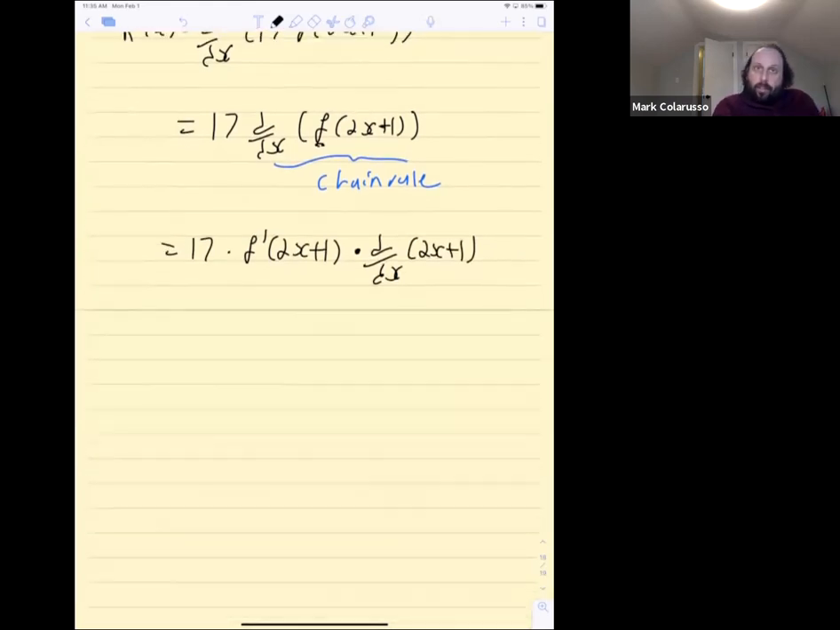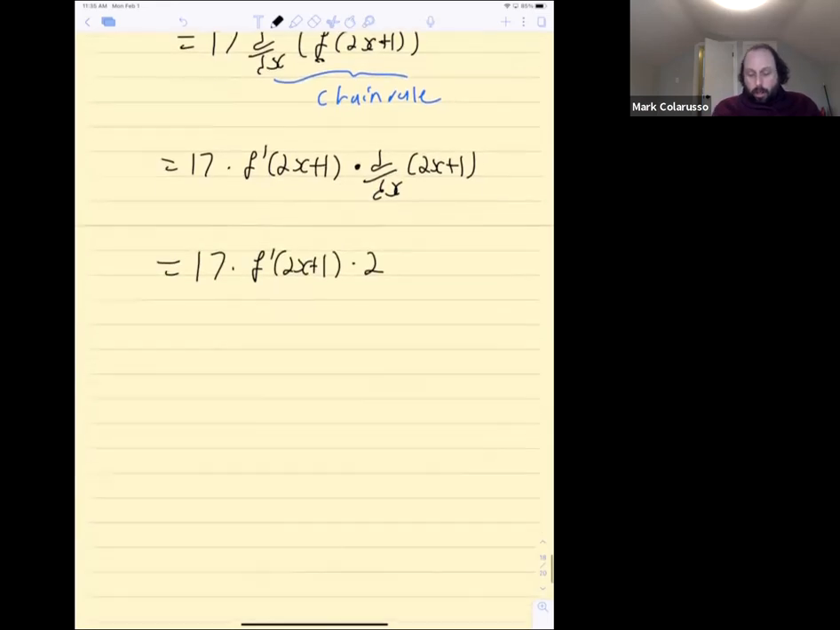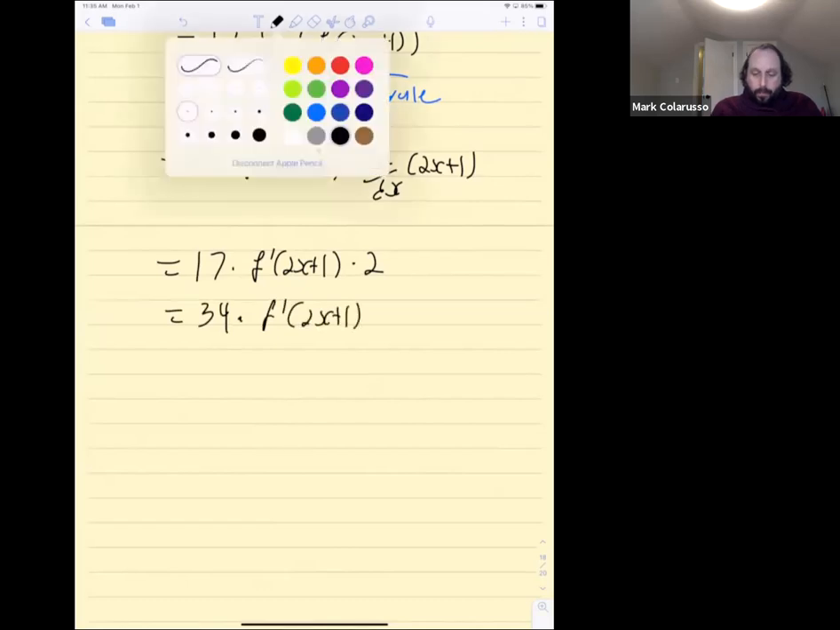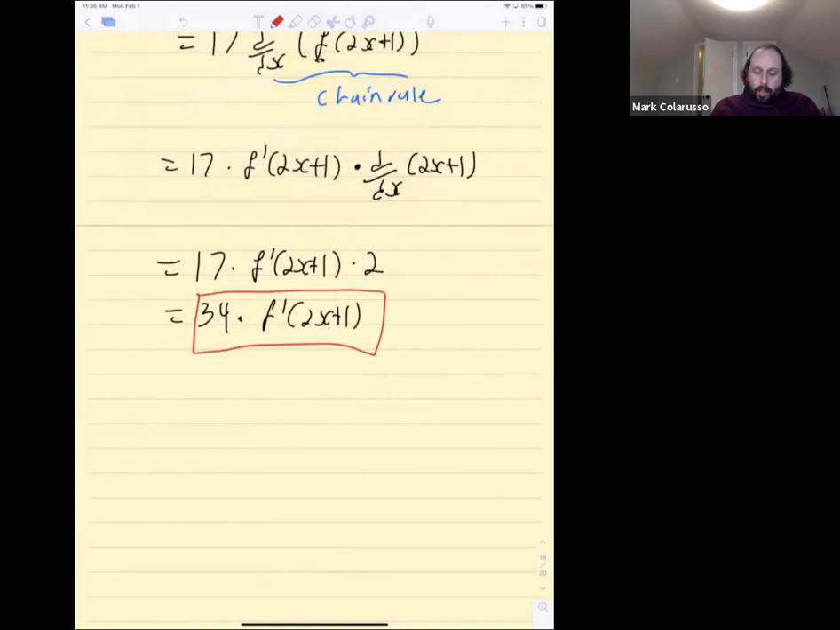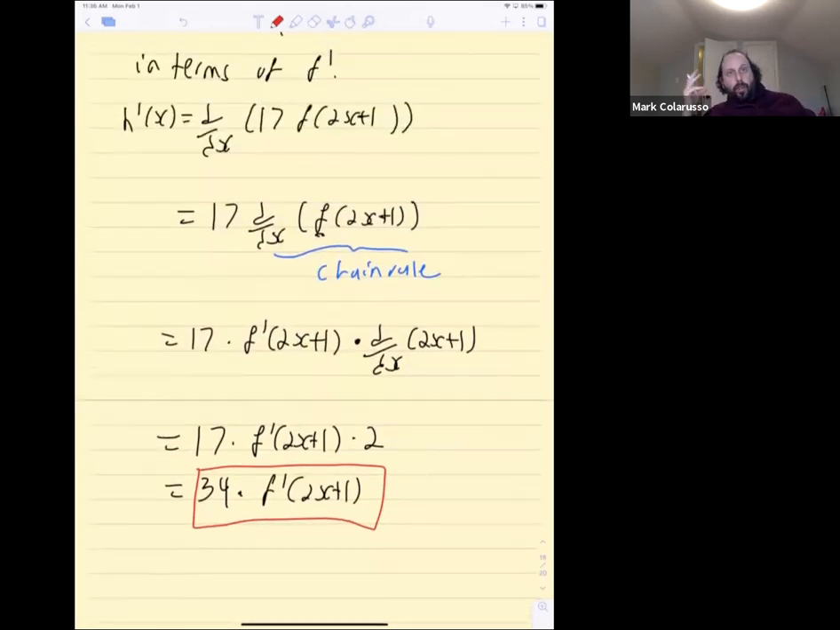But the derivative of the line, 2x plus 1, is just its slope, namely 2. So this is 17 times the derivative of this times 2. And so you can write this as 34 times the derivative of f at 2x plus 1. And like I said, your answer has to involve f. You're not given f. So it has to involve the derivative of f, because it's unknown. Okay. So I think I'll end this video here.